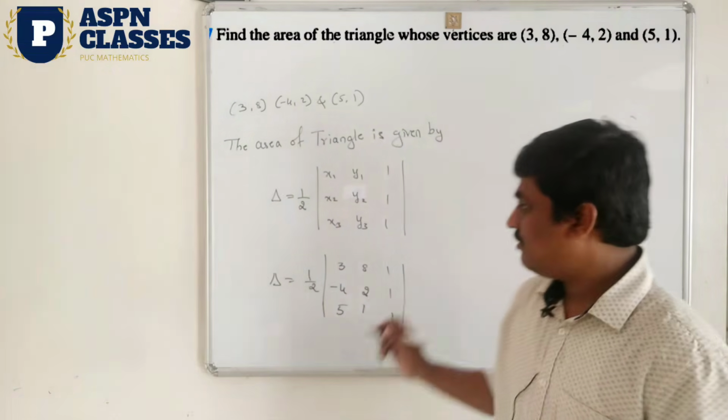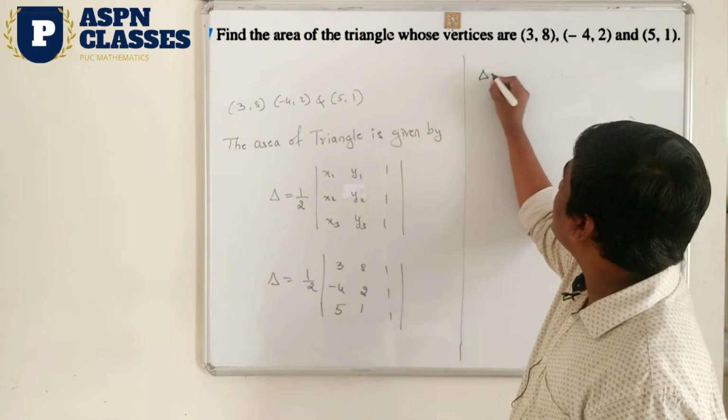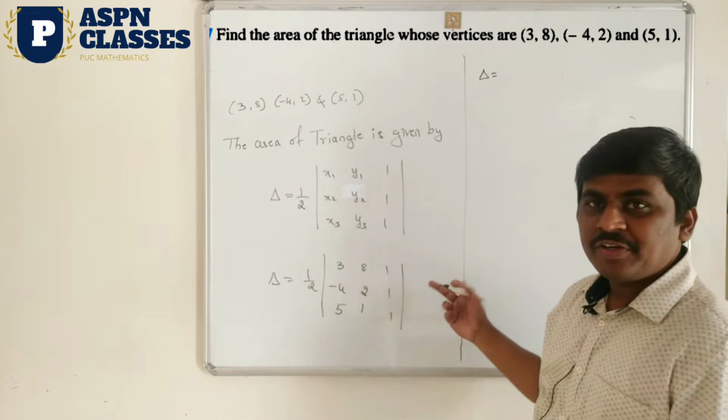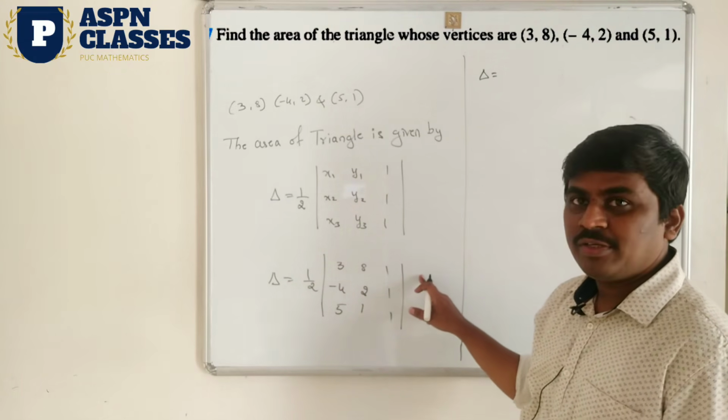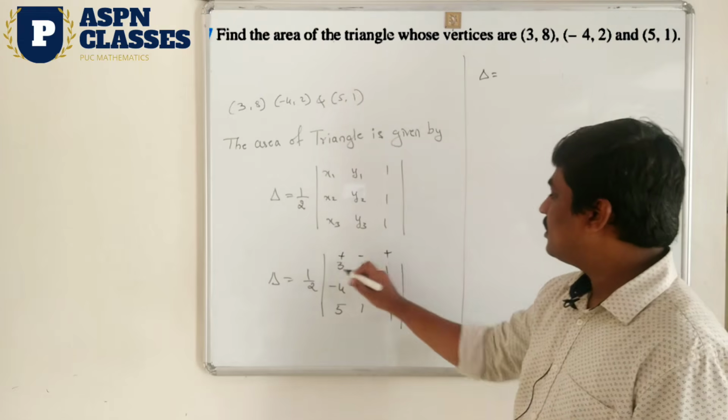Now you have to simplify this result. Expansion along any one row you can take. Better I am going to take the R1 row only. What are the signs here? Plus, minus, plus.